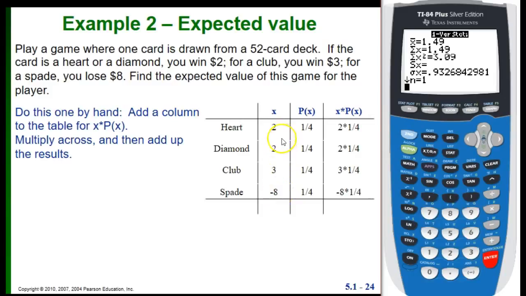Notice in the x column, we have the amounts of money that you win or lose depending on what type of card you get. So if it's a heart or a diamond, you win $2. And we're doing this from the point of view of the player. So winning $2 means that we have a positive 2. If you draw a club, you win $3, so we have a positive 3. If you draw a spade, you lose $8, and we're signifying that losing of $8 by making that a negative 8. For the probabilities, since there are an equal amount of hearts, diamonds, clubs, and spades in a deck, each of those probabilities is just equal to 1/4, because each of those is 1/4 of the deck.